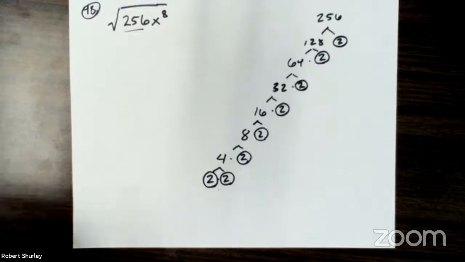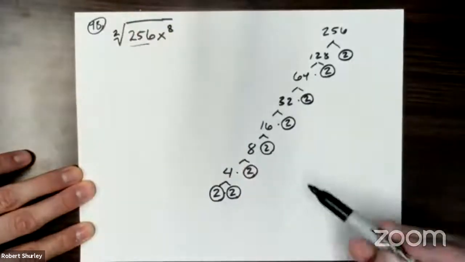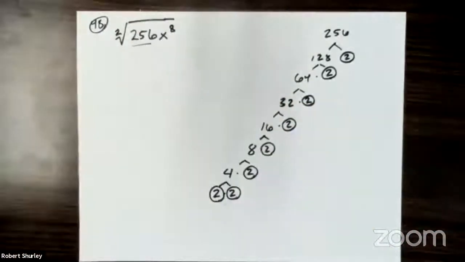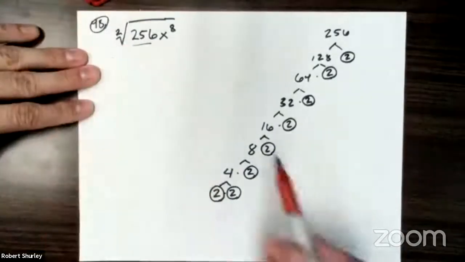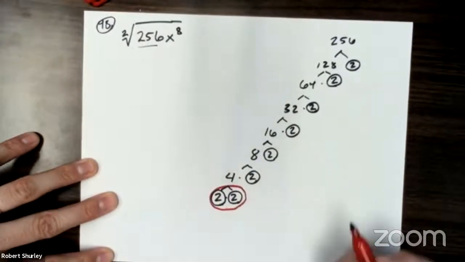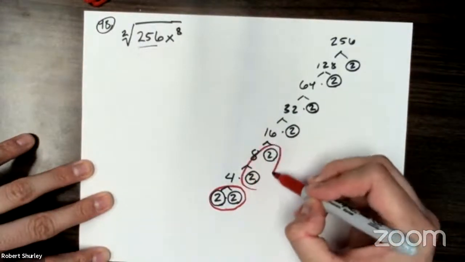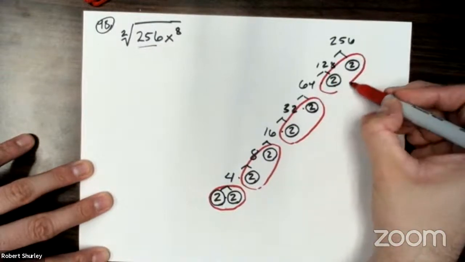There's 8 of these. Now, what matters is we have a square root. If it was an 8th root, this would just be 2, right? But we're doing a square root. So I want to show you how to do this the long way. Let me get another color, we'll do red. We're going for square root, so I'm going to circle pairs of 2s. We've got a pair here, a pair here, a pair here, and a pair here.